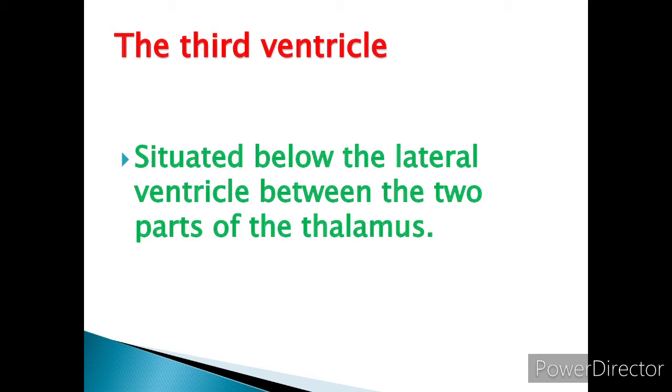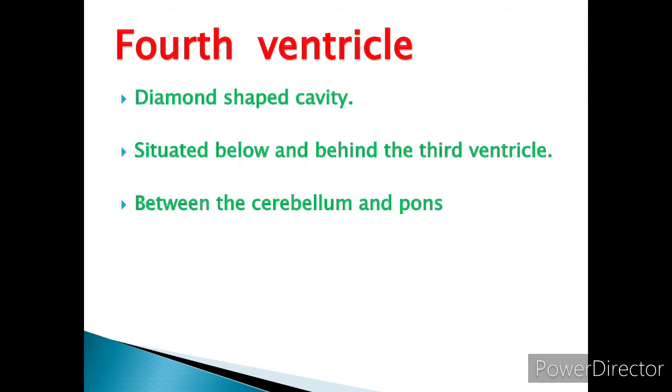And the next one is the fourth ventricle. The fourth ventricle is a diamond shaped cavity situated below and behind the third ventricle, and between the cerebellum and pons. It continues below with the central canal of the spinal cord and communicates with the subarachnoid space by foramina in its roof. The cerebrospinal fluid enters the subarachnoid space through these openings and through the open distal end of the central canal of the spinal cord.